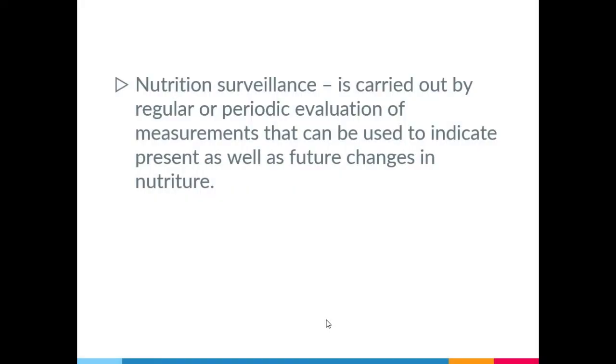We also have nutrition surveillance. So this is carried out by regular or periodic evaluation of measurements that can be used to indicate present as well as future changes in the nutritional status of the community. So, if a series of nutrition assessments is needed in a certain community to monitor changes in the community, then that's surveillance. Okay? This is usually used in a community setting.